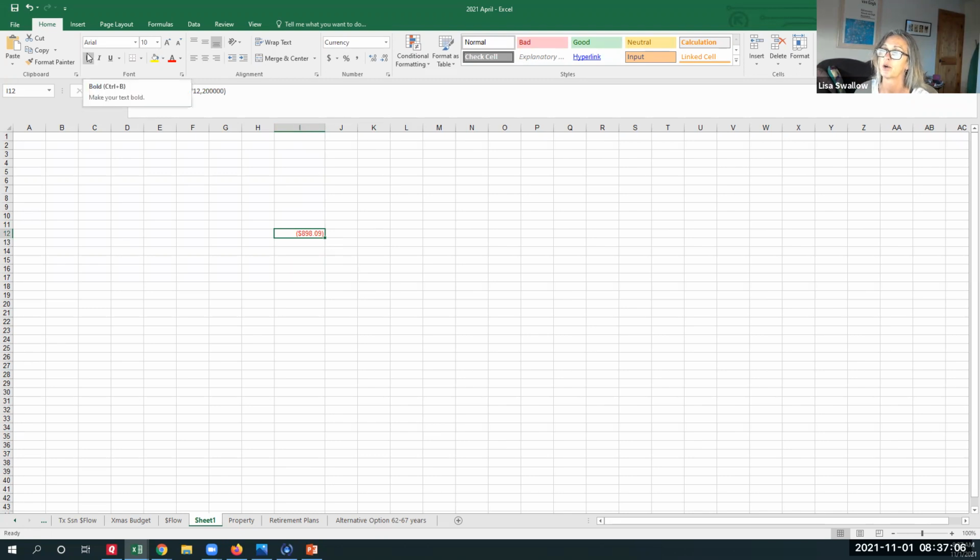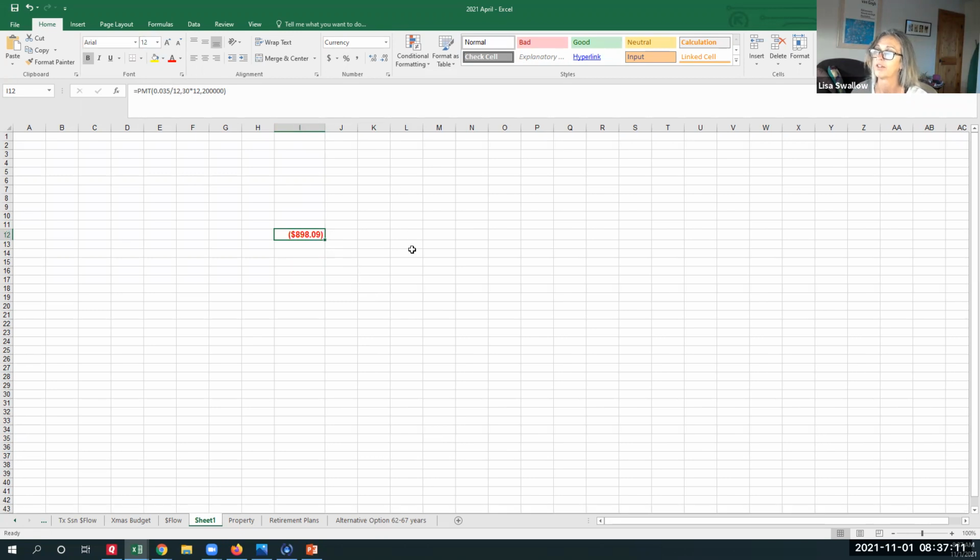Okay, so this is how, and you need to know this, equals PMT. Your rate has got to be translated to how often you're making the payment. I'm doing that monthly, so I have to divide by 12. Number of payments over the course of the loan, not number of years, number of payments. It's a 30-year mortgage times monthly, so that's 360, and then the amount of the loan.